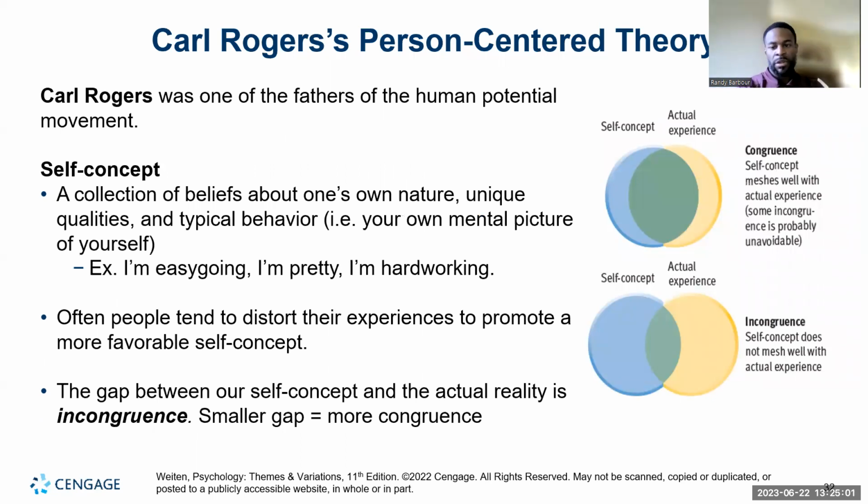Okay. Carl Rogers is one of the most prominent humanists, and what he wanted to uncover was the idea that we have potential for movement and human potential, right? We are beings that want to seek the highest potential, and we'll talk about Abraham Maslow, who's another humanist. But again, Carl Rogers was the father of this train of thought. His one concept was the concept of self, right? How do we think about ourselves, right? And self-concept is just our belief about our own nature and its unique qualities and our typical behavior, right? It's our mental picture of ourselves. It's how we see ourselves, right? Do we have a positive self-concept or do we have a negative self-concept, right? Are you easygoing? Are you pretty? Are you hardworking? Are you not so smart, right? What is your self-concept?